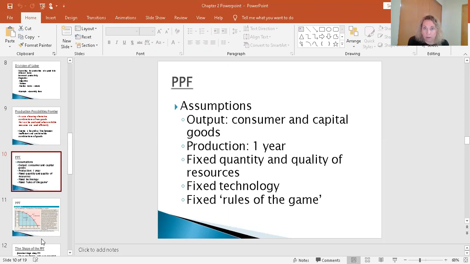So for this example, we have to freeze technology. We have to fix it. There's no change in technology from January 1st to December 31st, according to our assumptions. We just have to do it. And the last one is that we have fixed rules of the game.